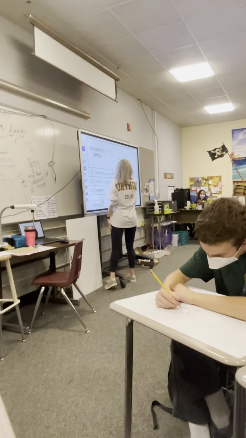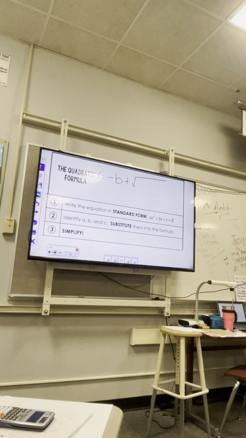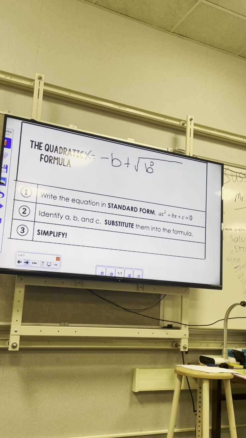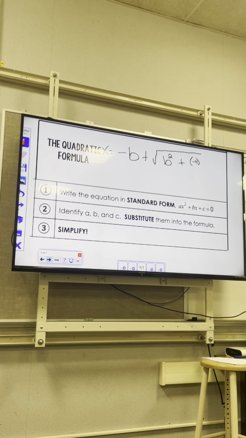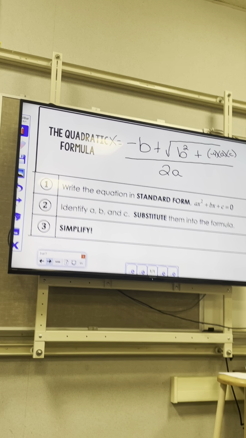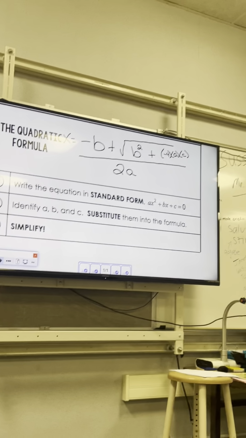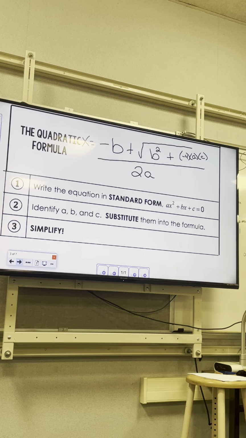Negative b plus the square root of b squared plus negative 4 times a times c, all over 2a. Now, some of you are thinking, hey, I think that's a little bit different from the way my teacher talks to me. Let me tell you why.